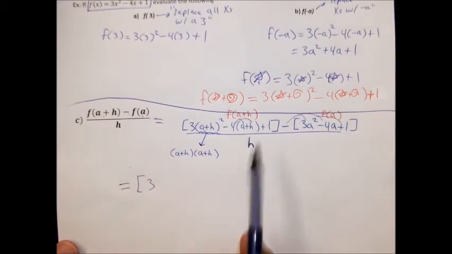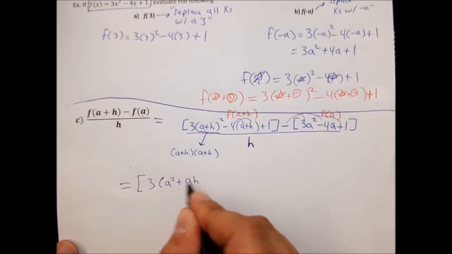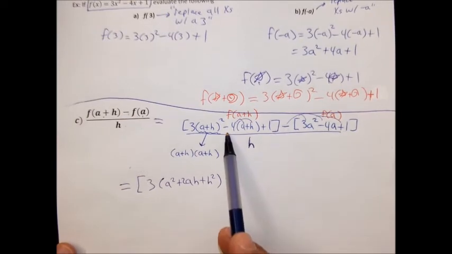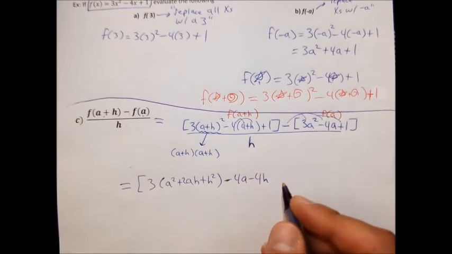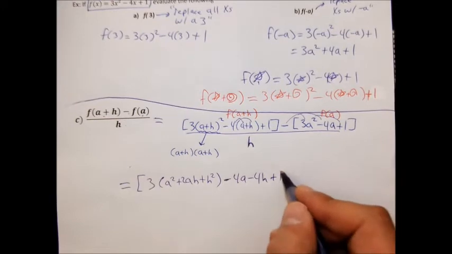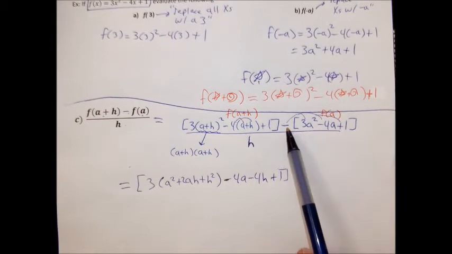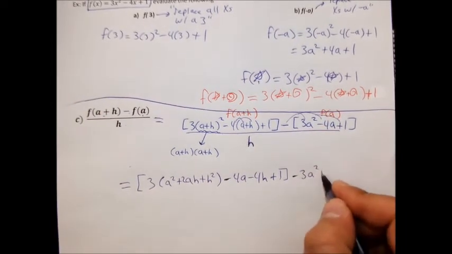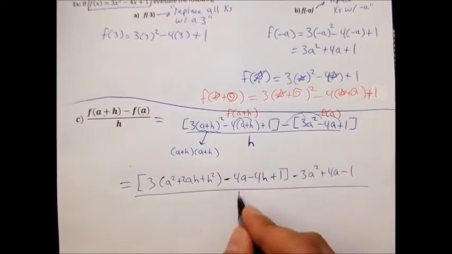So it would look like this, right? When we do a plus h squared, we get a squared plus 2ah plus h squared. And then when we distribute that minus 4, we get a minus 4a minus 4h. And then we still have the plus 1. I'm just going to leave this in a bracket for right now. And then I'm going to distribute that minus sign like we said, right? So this switches all the signs around. So minus 3a squared plus 4a minus 1. We still have it all over h.